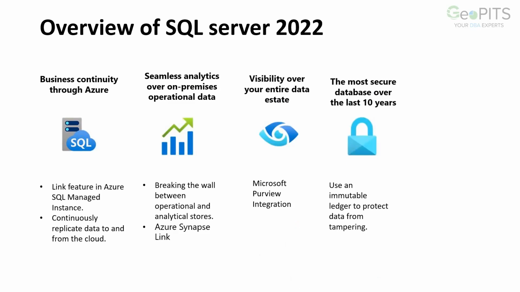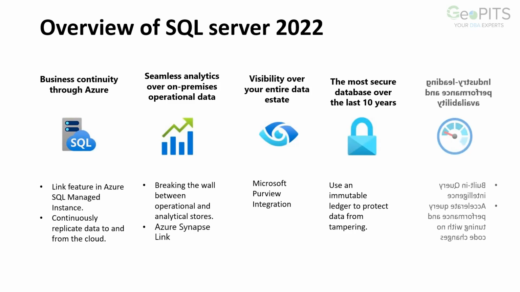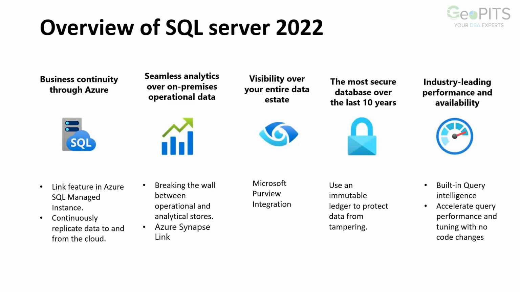Here comes security. MS SQL has been the most secure and provided great security among all the products for the past 10 years. Use the immutable ledger to protect data from tampering by intruders. Next is industry-leading performance with availability. Here is built-in query intelligence, along with accelerated query performance tuning with no code changes. Our main aim in this session is to look at this query performance: how would you tune without any changes?